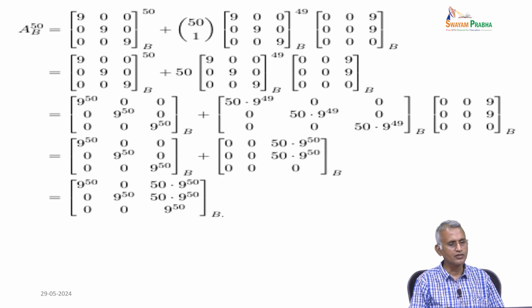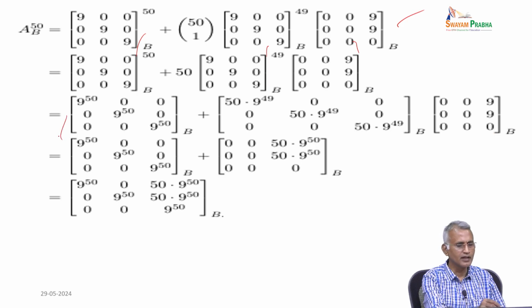So, [9, 0, 0; 0, 9, 0; 0, 0, 9] whole power 50 plus 50C1 into [9, 0, 0; 0, 9, 9; 0, 0, 9] whole power 49 into this matrix, and go ahead till 50C50. Only these two terms will be generated, the rest of them will be 0, and then this term and this term will come, and this can be easily calculated: 9 power 49 and 50 into 9 power 49, and the rest of them like this.